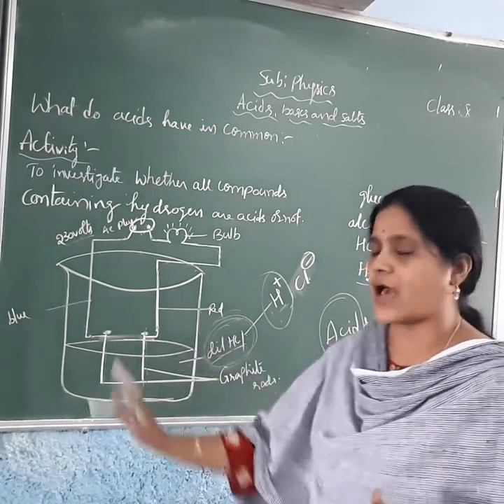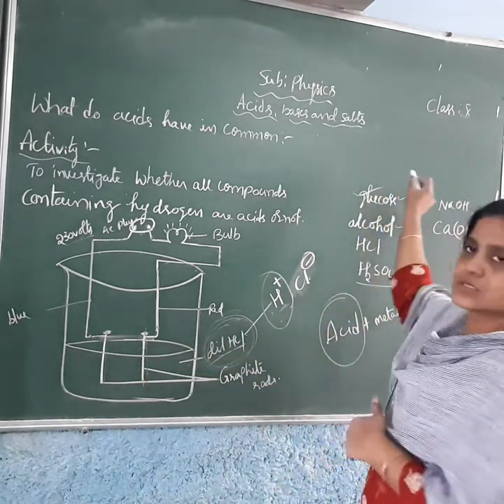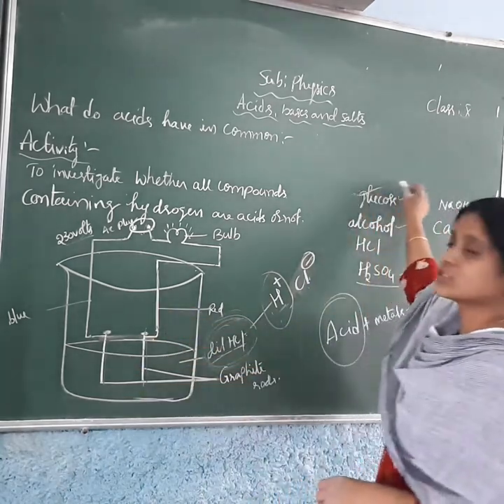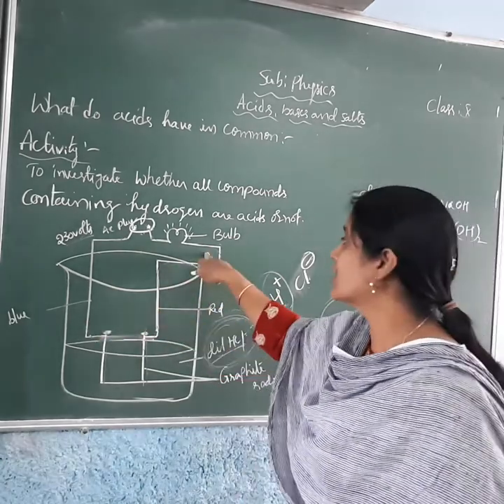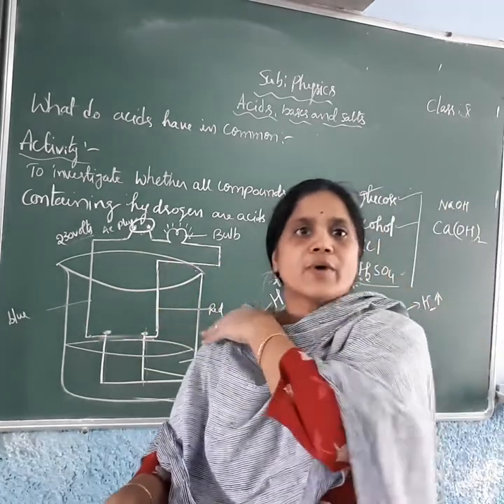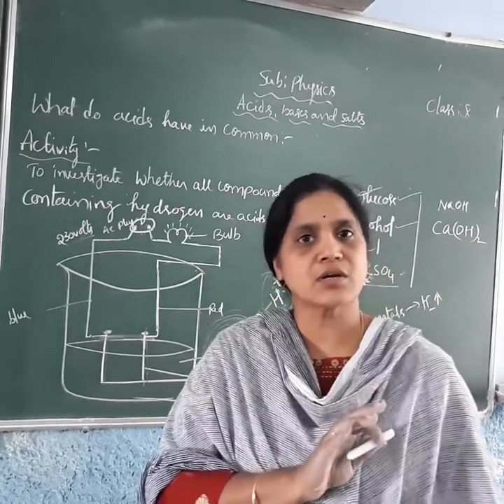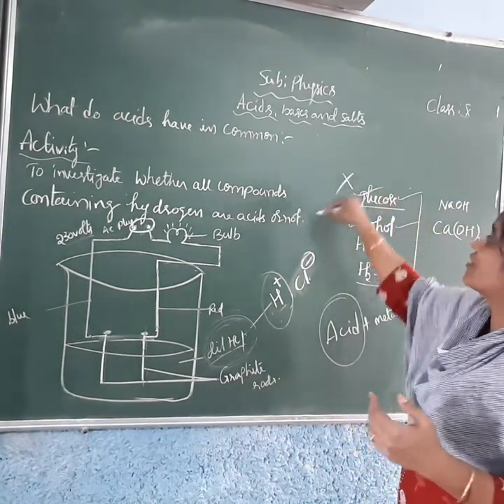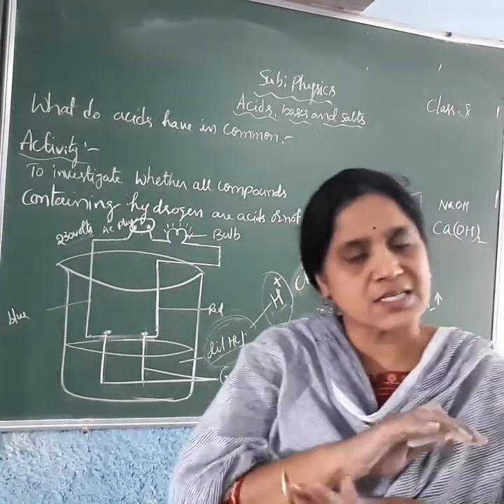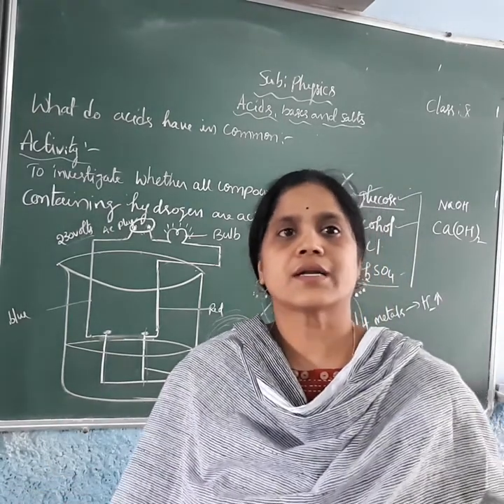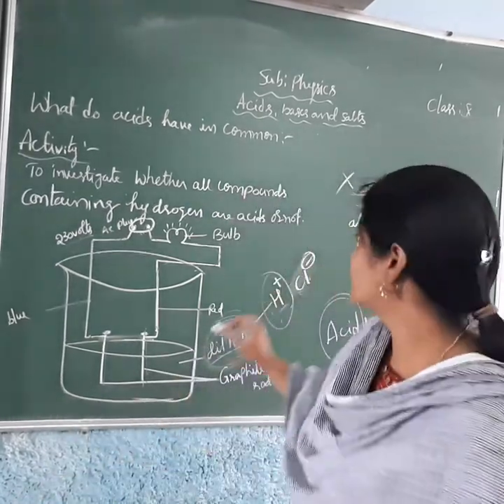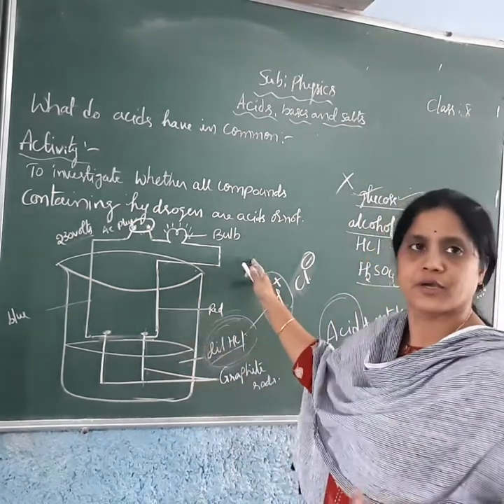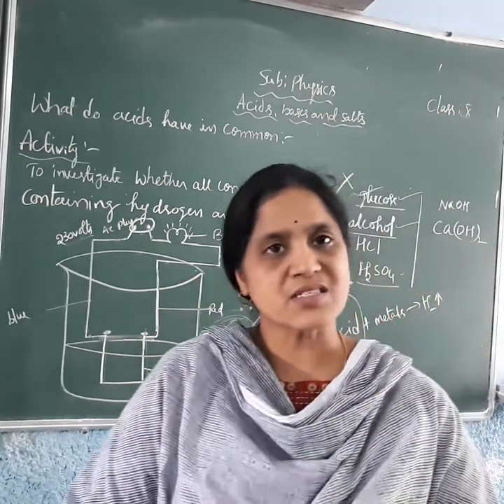Now remove this acid and take glucose, and instead of dilute hydrochloric acid you fill this beaker with glucose solution and do the same, and check whether the bulb is glowing or not. But in the glucose solution, the bulb does not glow. Why? The glucose solution does not split into ions, it does not contain ions. Next, coming to the alcohol. Pour alcohol and check. In this case also, the bulb does not glow.